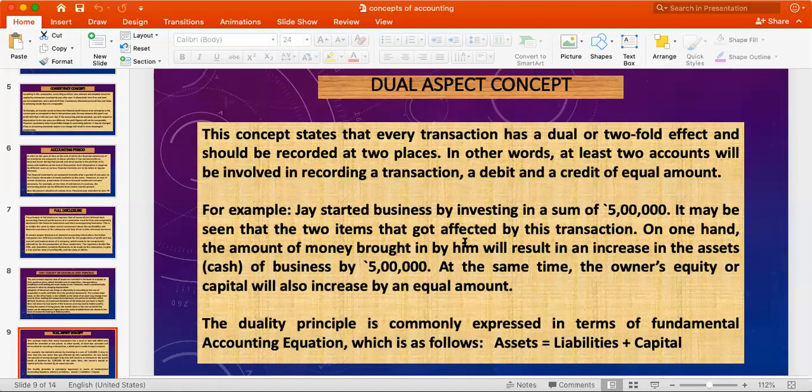So how that works I'll explain. Suppose a person has started a business with a capital of, say, 5 lakhs, as given in the example.